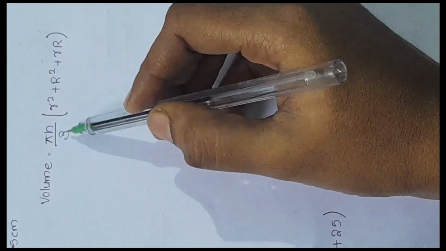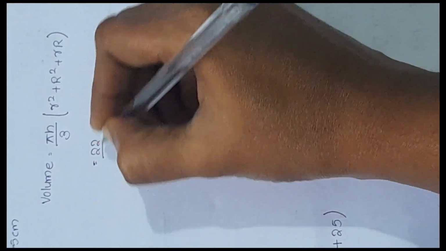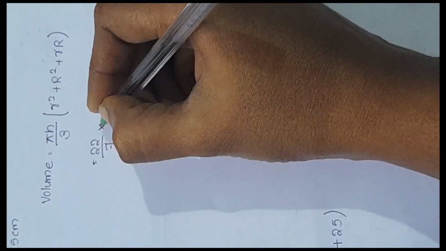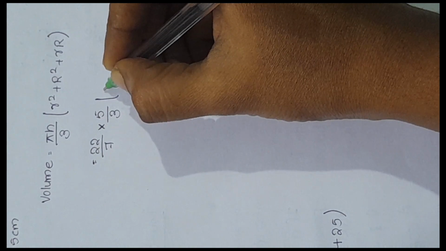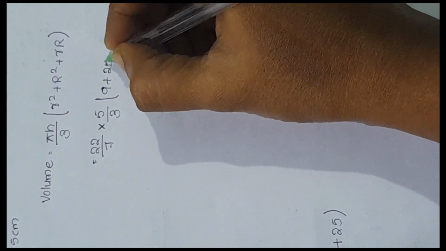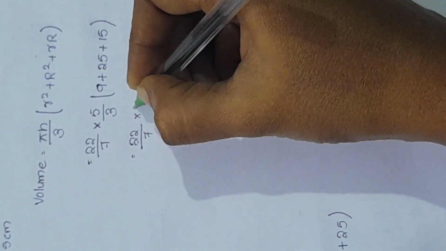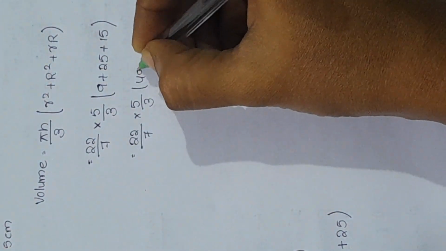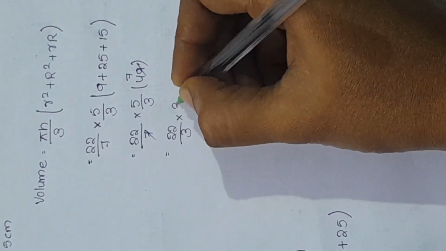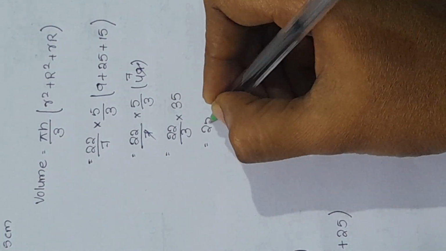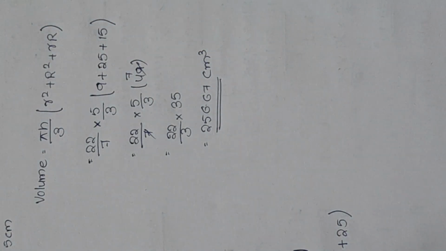Volume of the frustum formula is pi h by 3 into (small r square plus capital R square plus small r into capital R). 22 by 7 into h value is 5 by 3 into r square is 9 plus capital R square is 25 plus 5 times 3 is 15. We can write this as 22 by 7 into 5 by 3 into 49. 7 times 22 by 3 into 35. We get the value as 256.67 centimeter cube, which is the volume of the frustum.